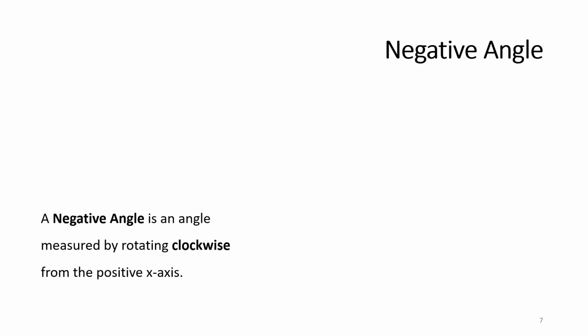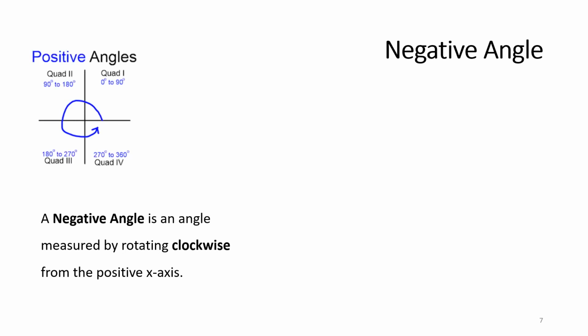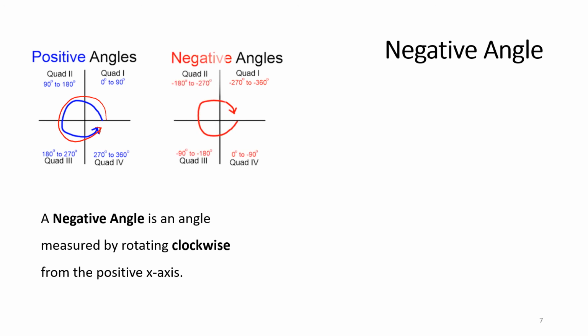Other than complementary angle, we also have negative angle. A negative angle is an angle measured by rotating clockwise from the positive x-axis. We have seen previously that a positive angle will go in the anti-clockwise direction, where we start from the positive x-axis into quadrant 1, 2, 3 and 4 going to 360 degrees. So our negative angle will now rotate in a different direction, which is the clockwise direction. We will have the same position for the quadrants, but now we will go through quadrant 4, 3, 2 and 1 to reach negative 360 degrees.